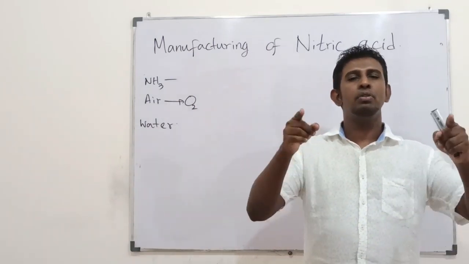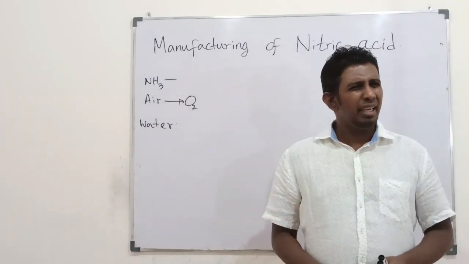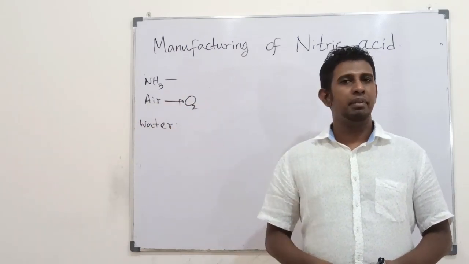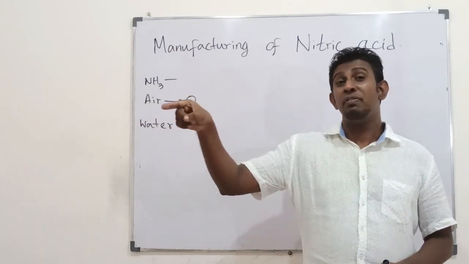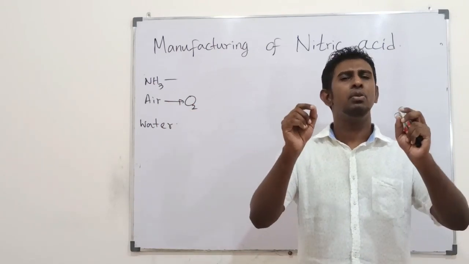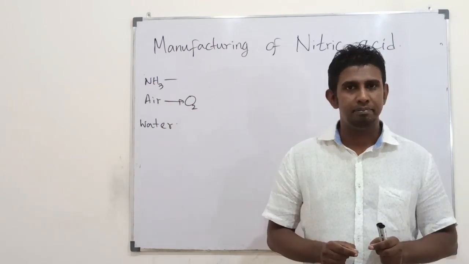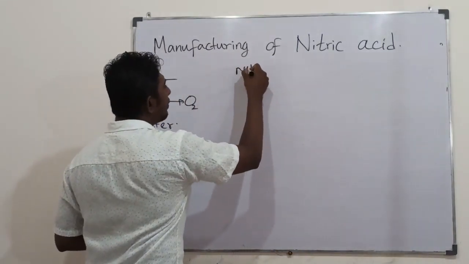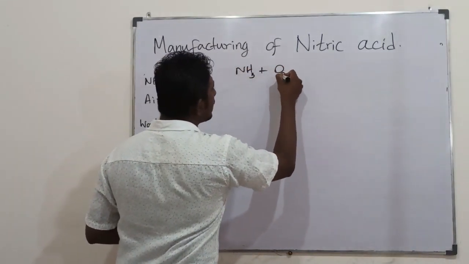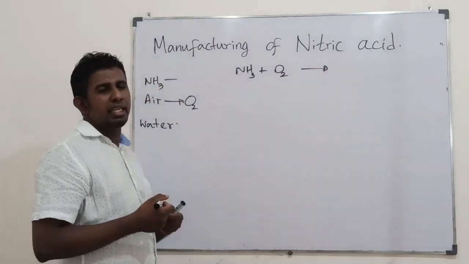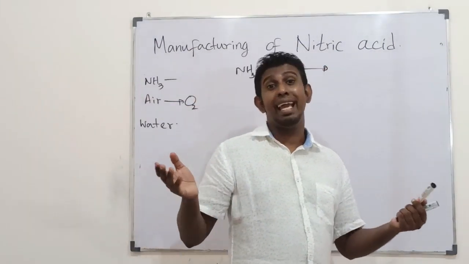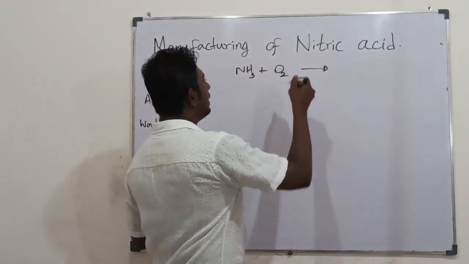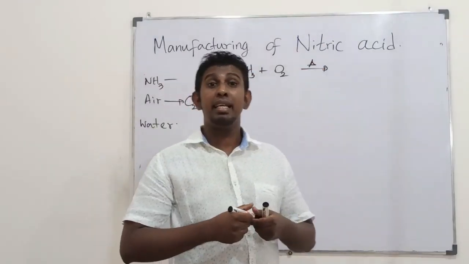Okay, let's go to the first step. It's the oxidation of ammonia to get nitric oxide. But before going to the first step, I need to reveal a few things regarding ammonia. Students, ammonia is not a combustible gas. It is not a combustion supporter. Therefore, it won't easily react with oxygen in air. There, you need to heat ammonia with oxygen, let's say with excess oxygen.